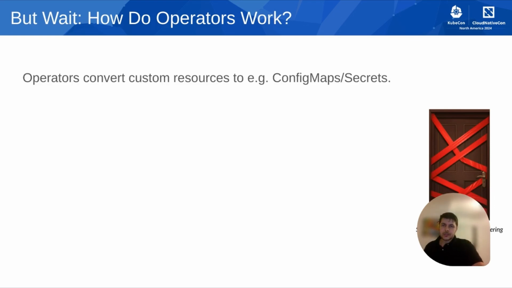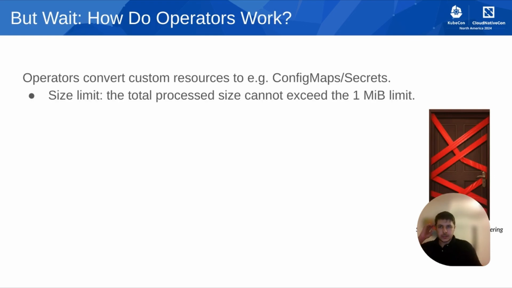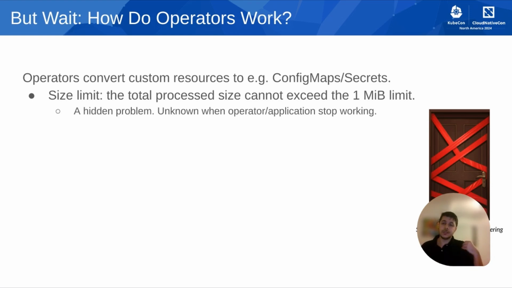All right, so how do they actually work? Unfortunately, they do exactly the same thing that you would have done manually, but it just does it automatically for you. So I mentioned usually you would start with a config map or a secret. So an operator just takes that custom resource and just converts it to the config map or the secret. So we have all the caveats there. So we have the size limit problem, and this is still a sort of hidden problem. You can just start pushing all these custom resources, and you won't know that it's causing problems until much later.